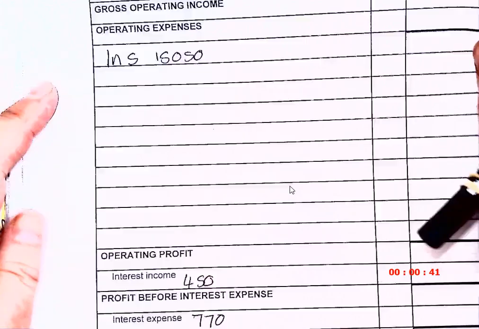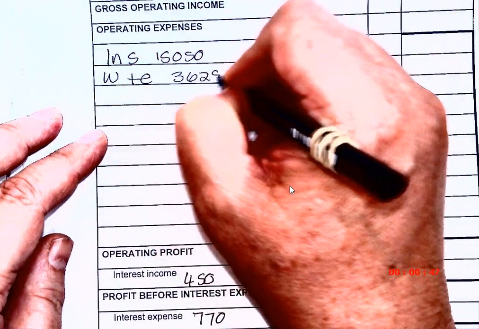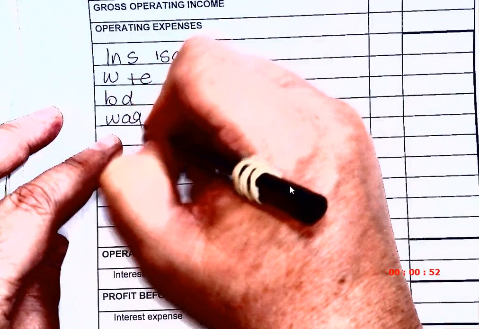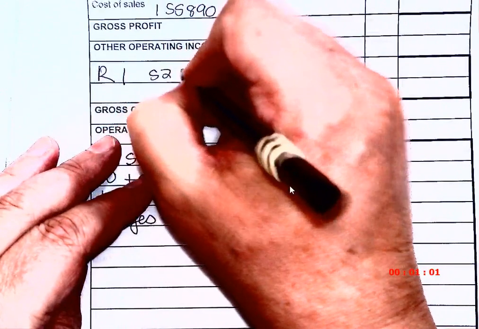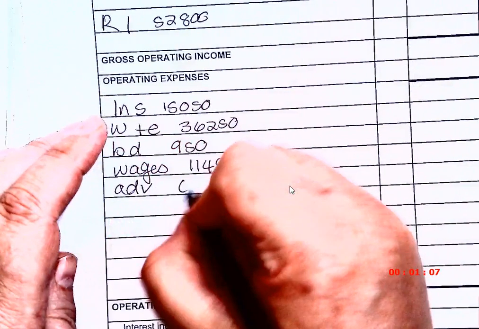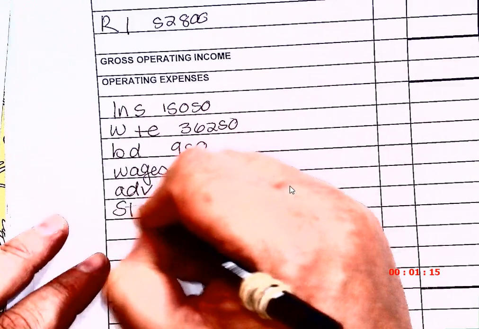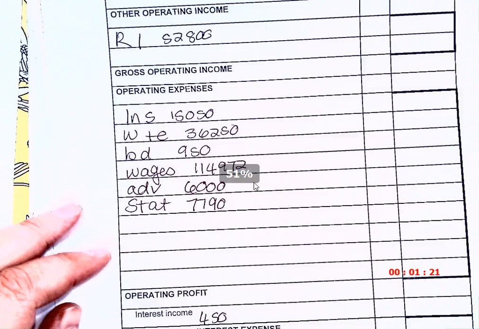Water and electricity. Bad debt. Wages. Rent income, it's an income. And advertising, another name for advertising would be marketing. Okay, so my income statement is prepped and ready to go. Oh, I forgot stationery. Stationery is 7790. Okay, so my income statement is prepped, ready to go.